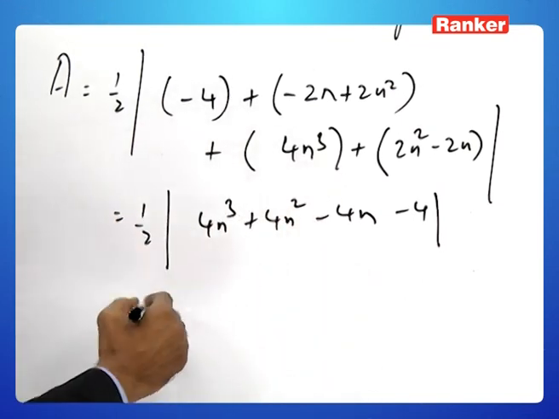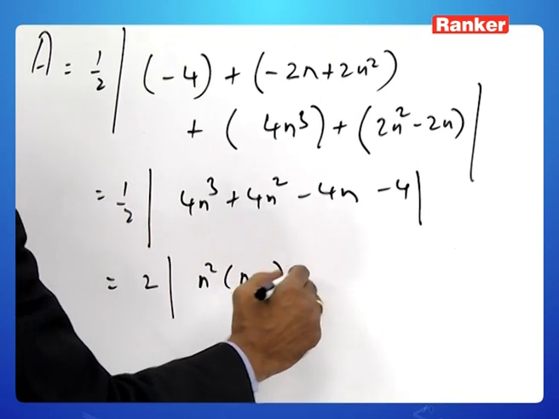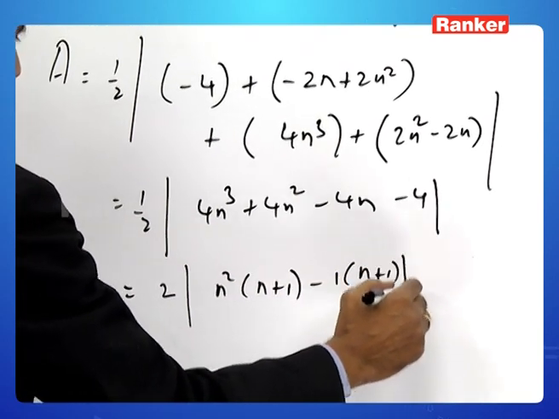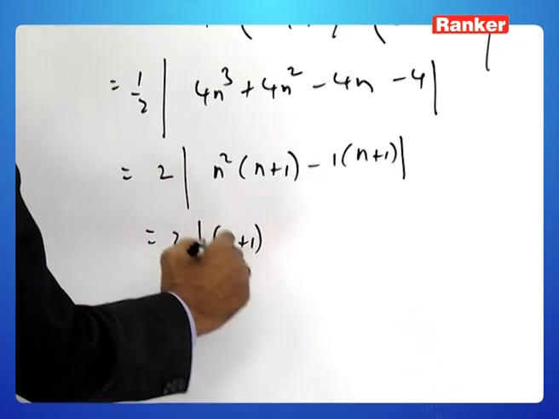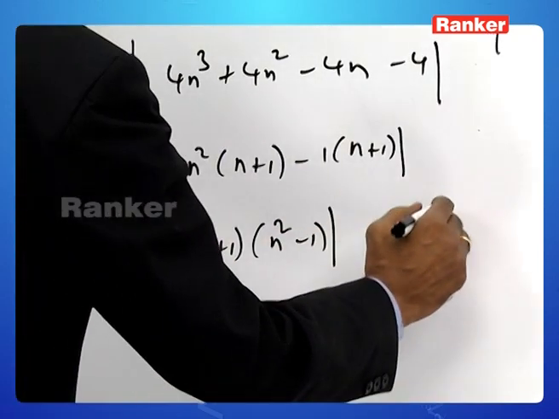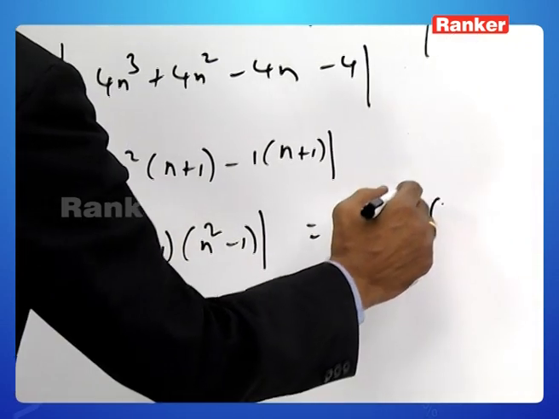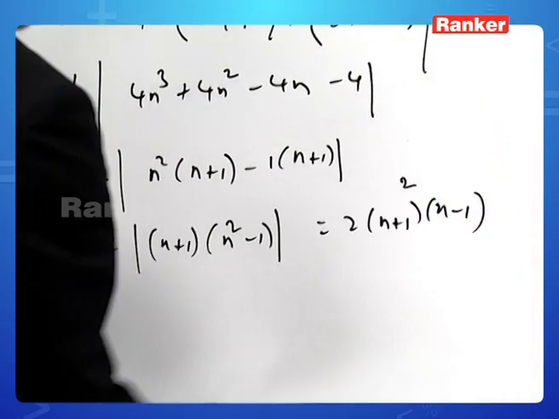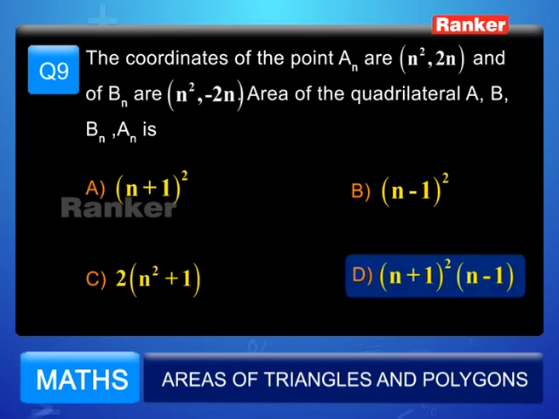So if you take 4 out, this will be 2 times mod n square into n plus 1 minus 1 into n plus 1. So this will be 2 times n plus 1 into n square minus 1. This will be 2 times n plus 1 into n minus 1. So that becomes n plus 1 whole square into n minus 1. So you can pick up and see option D will be correct for this problem. So it's a straightforward calculation. It may be useful for practice.